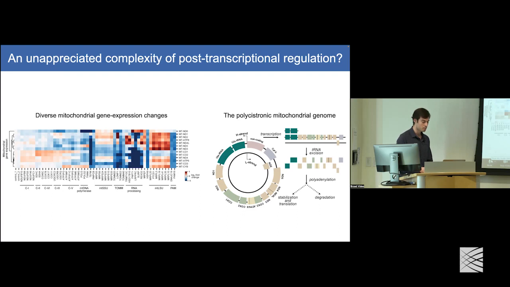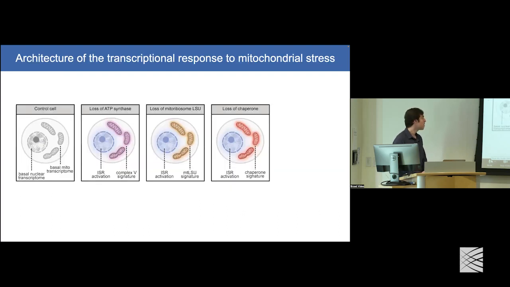post-transcriptional complexity. So just to sum up this part, we define a new aspect of the architecture of mitochondrial stress, which is that essentially all disruptions to mitochondrial activity, at least in the cell types we looked at, cause ISR activation, but that there are specific mitochondrial transcriptional signatures to each of the different kinds of perturbation, whether that's disrupting complex 5, or the large subunit, or the integrated stress response.